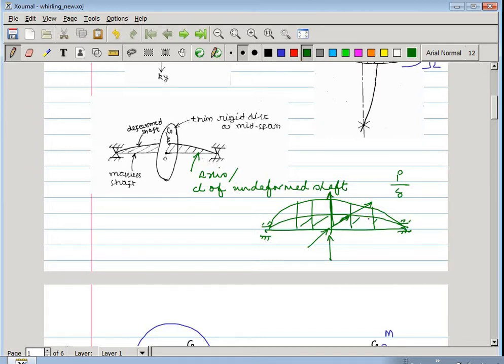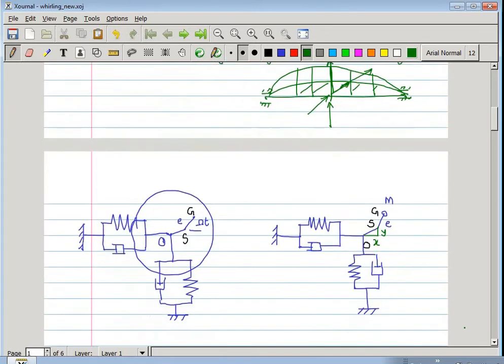But since the shaft is circular and the bearings are also isotropic, the stiffness in this direction and the stiffness in this direction remain the same all the time. So now we are drawing it like this. That means now the disc is actually supported on two stiffnesses.